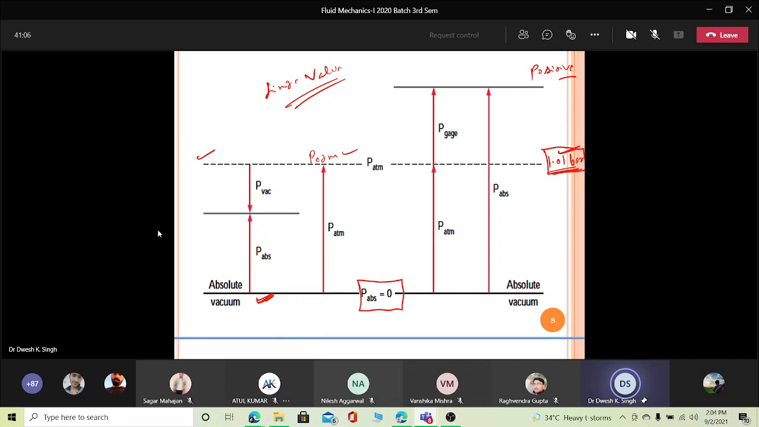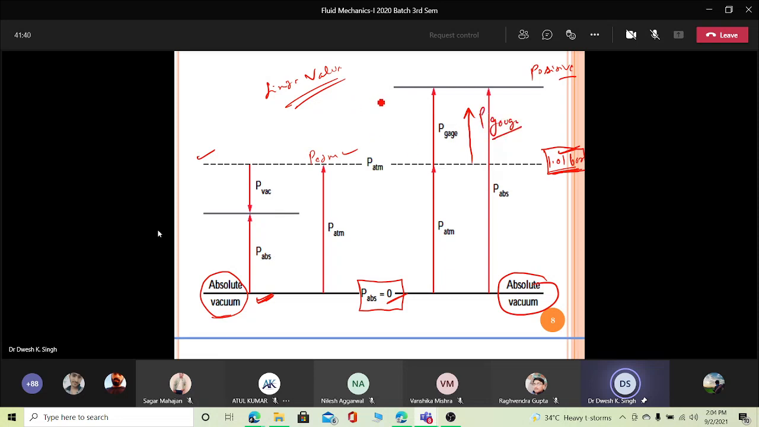One is atmospheric, because we have to consider atmospheric since we are living in this atmosphere. And there is another reference line which is completely zero, means there is a complete vacuum, absolute vacuum. This line is called the absolute vacuum. Absolute means totally zero. Above this line, as I told you, it will be gauge pressure.